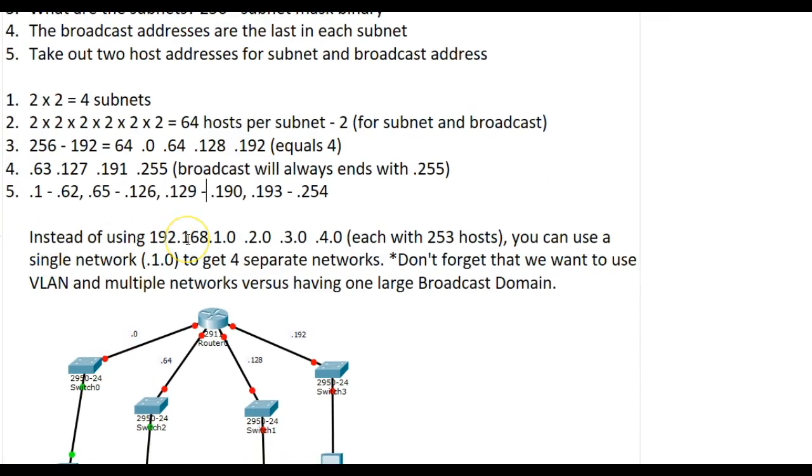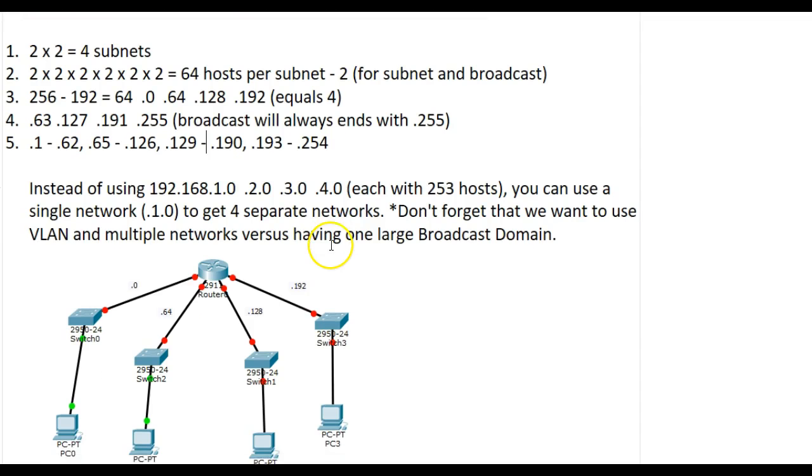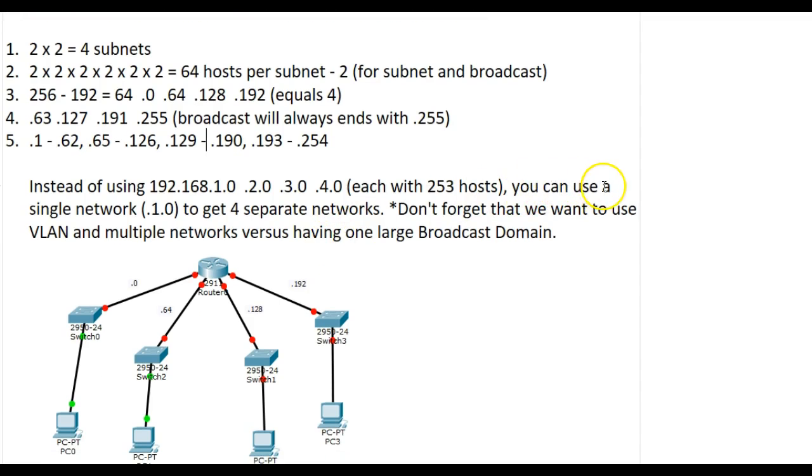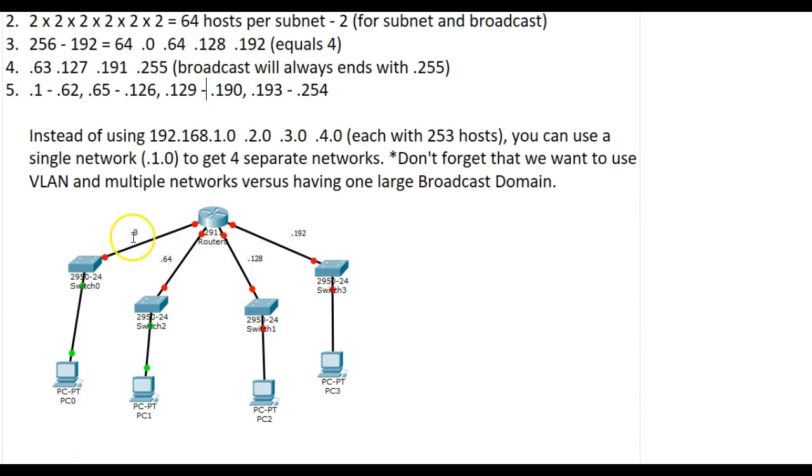And so instead of using 192.168.1 and then the .2, the .3, the .4, you would be using 4 separate networks. You can break the single network of .0 into 4 separate networks. And don't forget that we want to use VLANs and multiple networks versus having one large broadcast domain. So this is a picture that shows this network is going to be on the .0. This one's going to be the .64. This one's going to be the .128. This is going to be the .192.